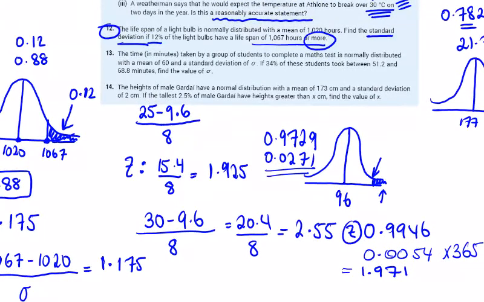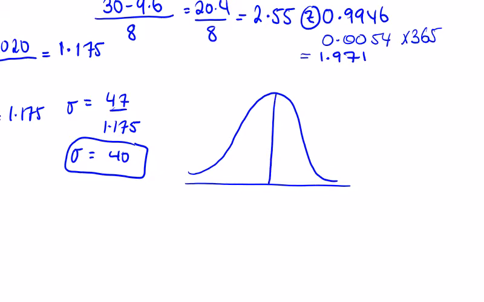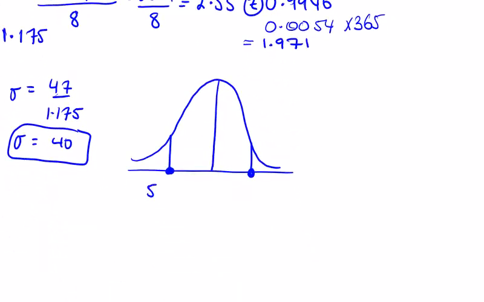Number 13, time in minutes this time, maths test. Mean 60, standard deviation of sigma. 34% took between two values, 51.2 and 68.8. So let's have a look here. We're looking between two values this time, and we're looking for sigma again. So between 51.2 and 68.8, 34% is in there. That's what we're told.